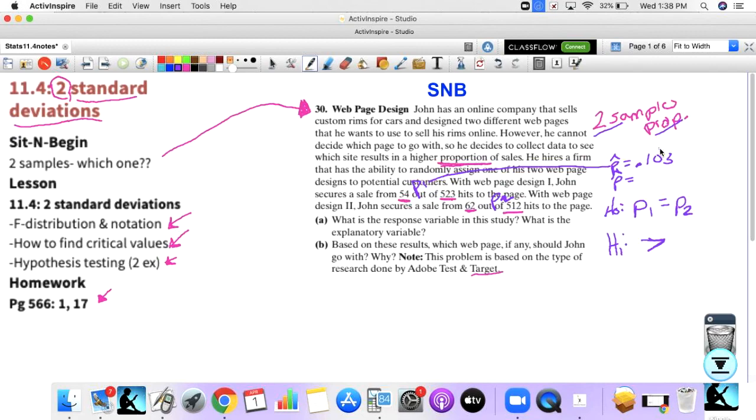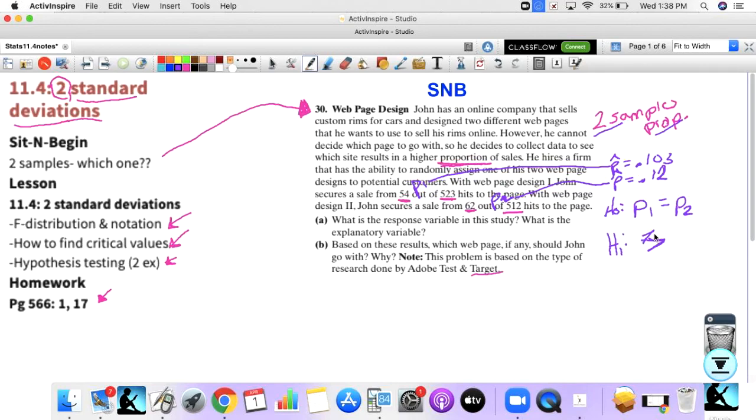Now I'm going to do my P2's P hat. So I'm just going to do 62 divided by 512. And I get that that's around 12%. So I think it's safe to say that this one is what we're testing. Is it actually statistically significantly bigger?